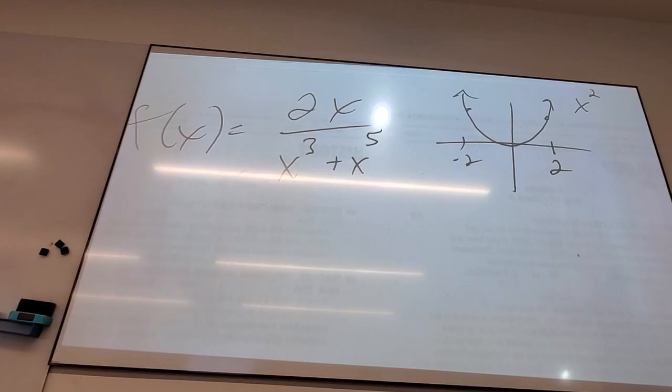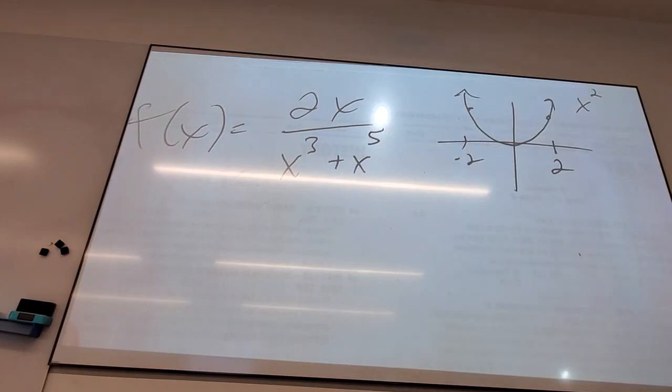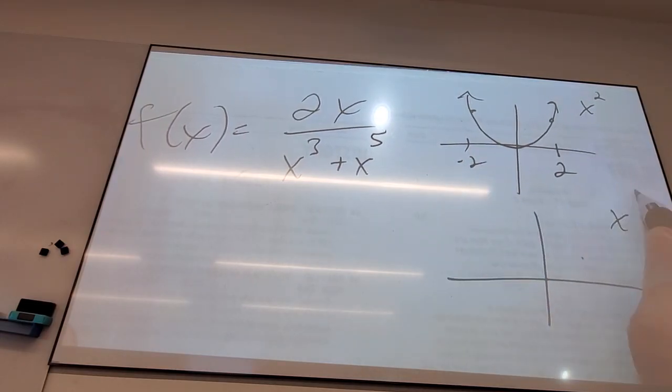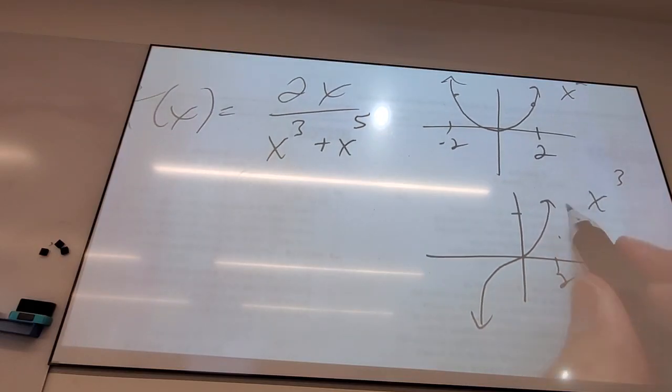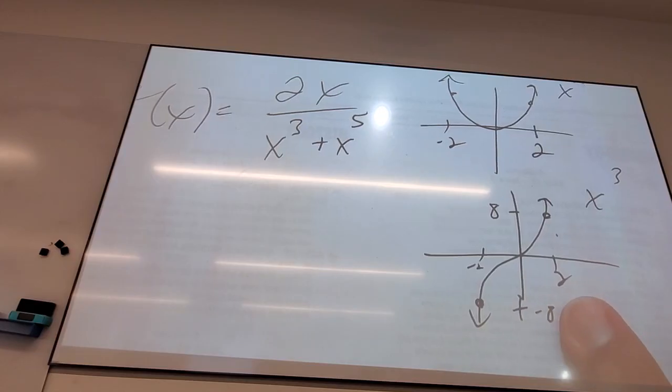Are you guys with me? That's an even function. So how do you remember what even function is? X to the even power looks like this. Odd function is like x cubed. What's 2 cubed? And what's negative 2 cubed? Negative 8. So for an odd function, when I plug a negative number, an opposite sign input in, I get the opposite sign output.